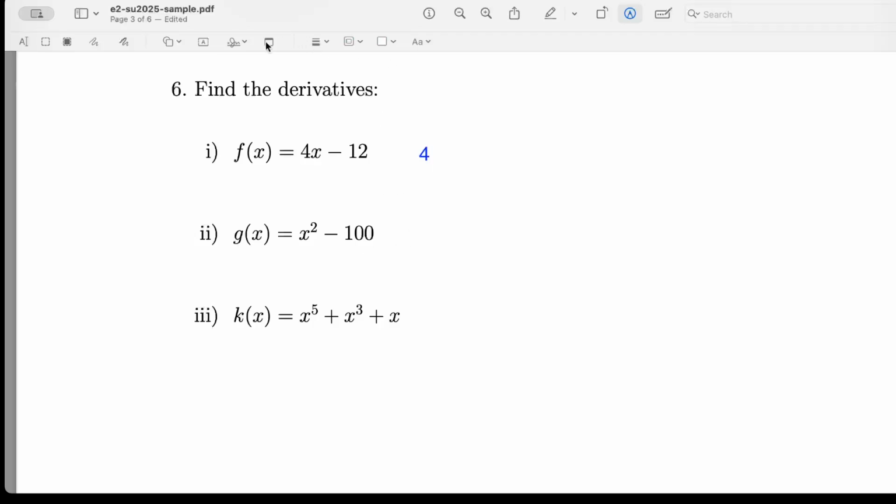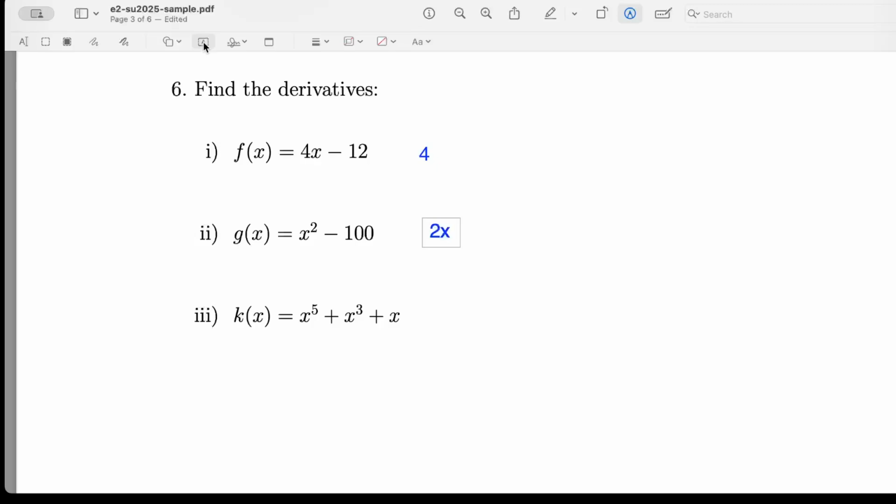What about this next guy? x squared minus 100. Well, my comment about constants being unimportant certainly holds here. This minus 100, you don't need to worry about. The actual derivative is just the derivative of the x squared part, and that is 2x. You bring the power out front, and then you reduce that power by 1. It's not necessary to write 2x to the 1 power, though, right? Because anything to the 1 power is itself.